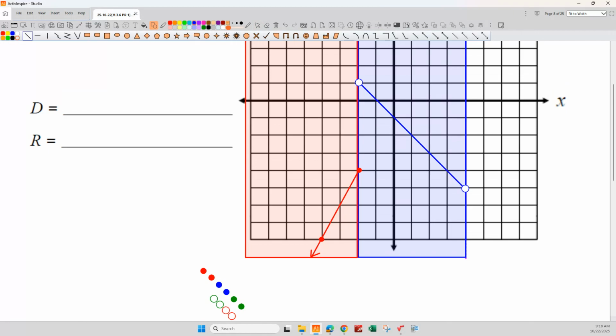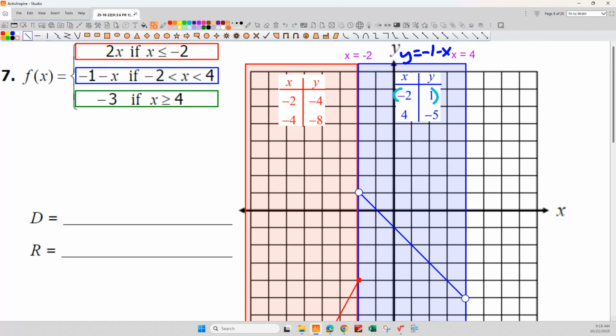There it is. Okay. Give me thumbs. How we doing? Make sense? Okay, what's next? The green region.